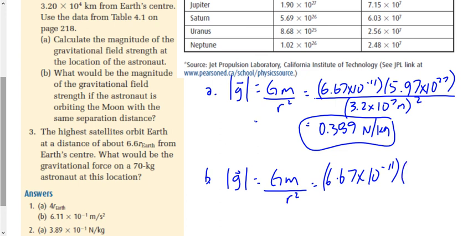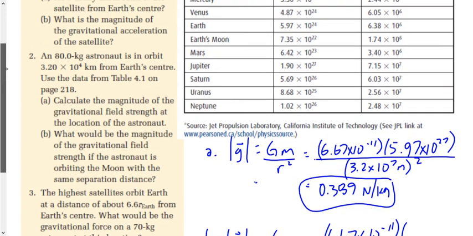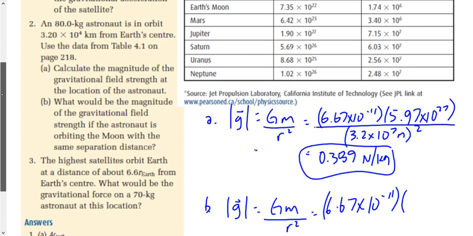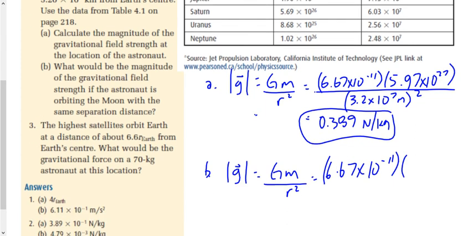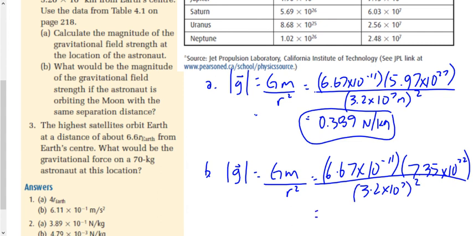All right, the mass of the moon is 7.35 times 10 to the 22, and the r is going to be the same value, 3.2 times 10 to the 7, and we have to square that. Are we going to get a bigger value or a smaller value here? Smaller value, and how come? Like quite a bit smaller, actually, right? How come?